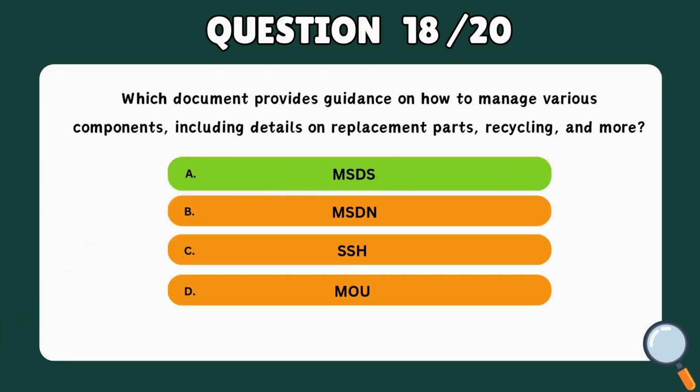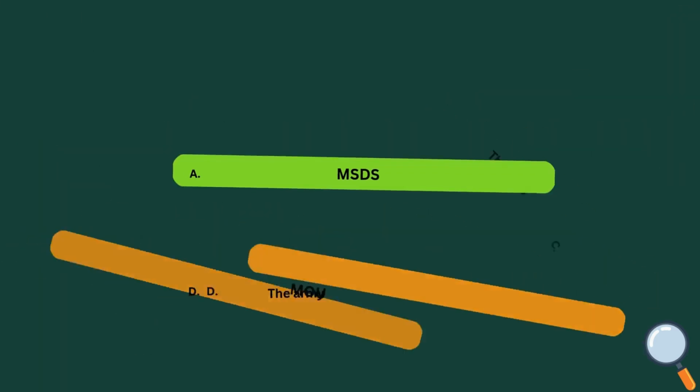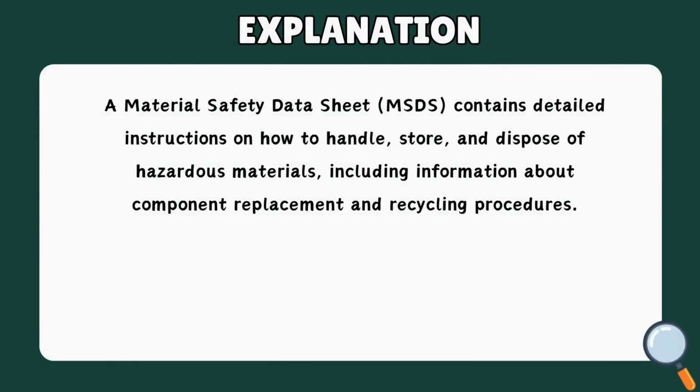Correct answer, A. MSDS. A Material Safety Data Sheet, MSDS, contains detailed instructions on how to handle, store, and dispose of hazardous materials, including information about component replacement and recycling procedures.